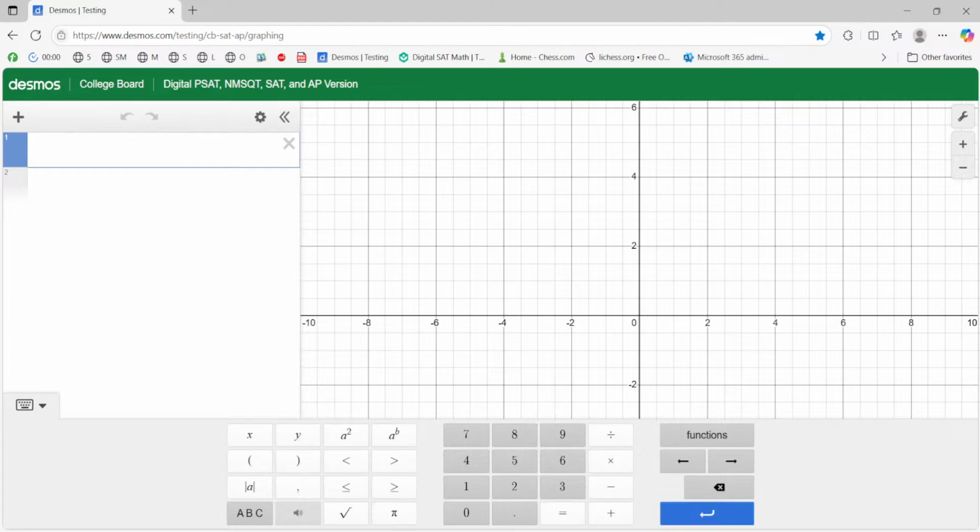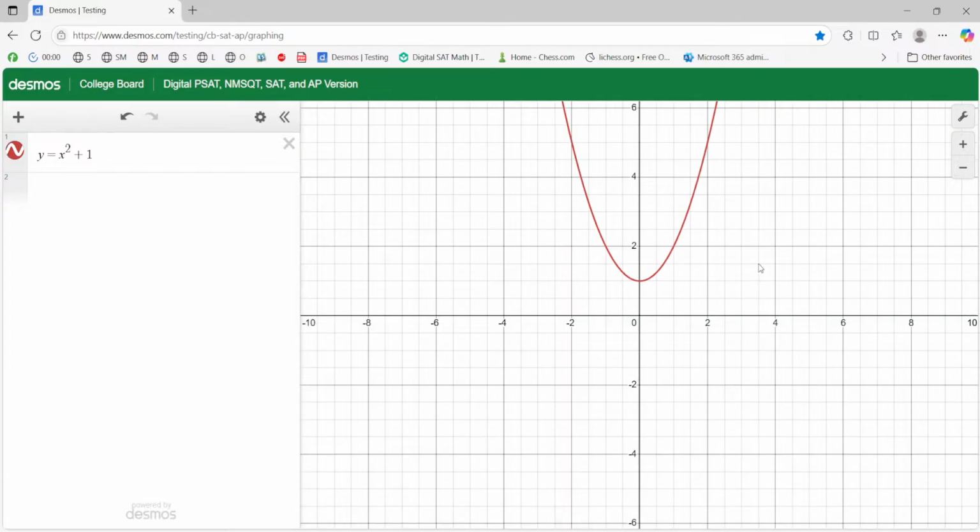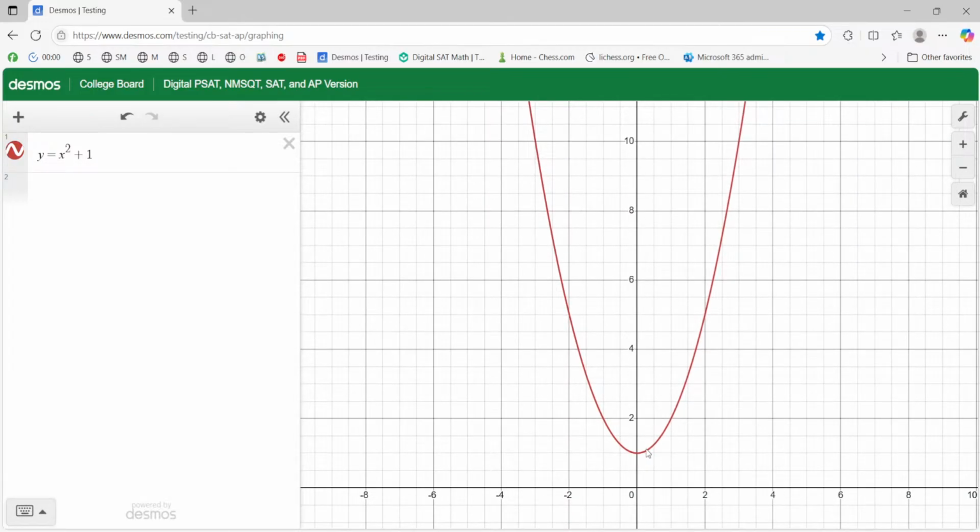By clicking on this button on the bottom left, you can see this. And now we are in the function f of x equals x square plus 1. Let me type that. f of x is nothing but y. y equals x square plus 1. So you can see this is the graph we are getting.